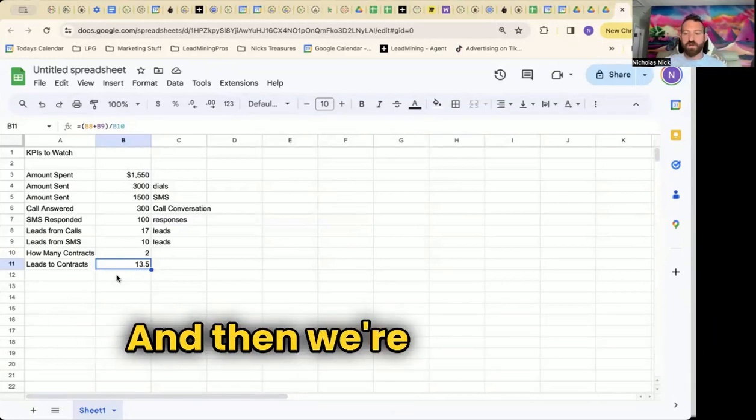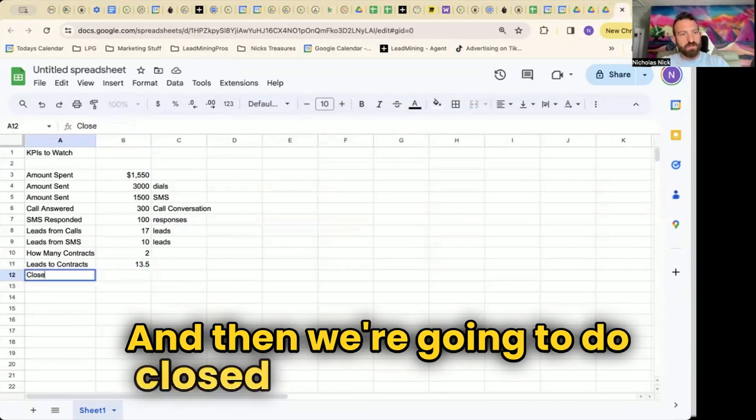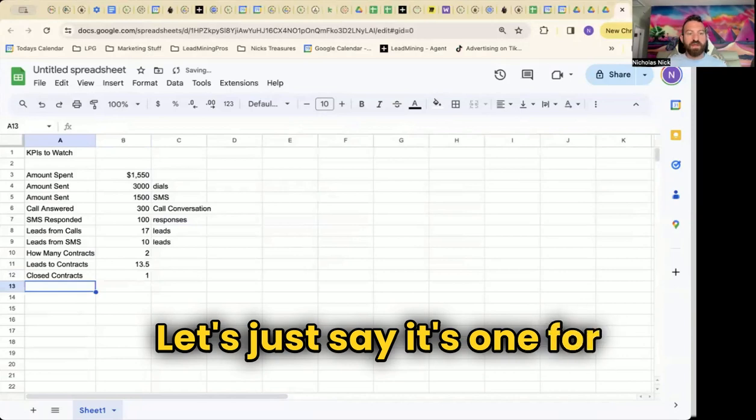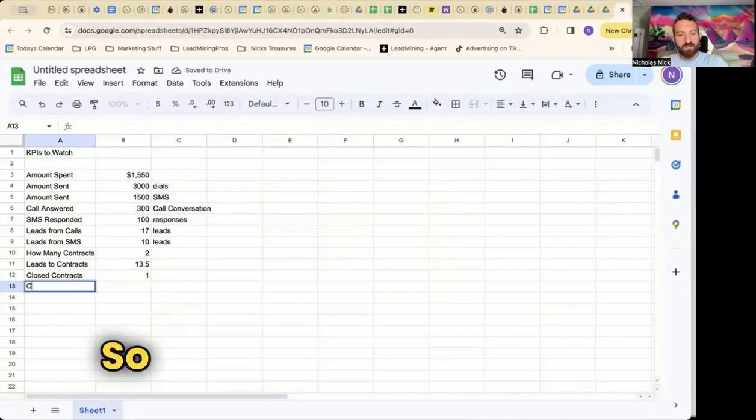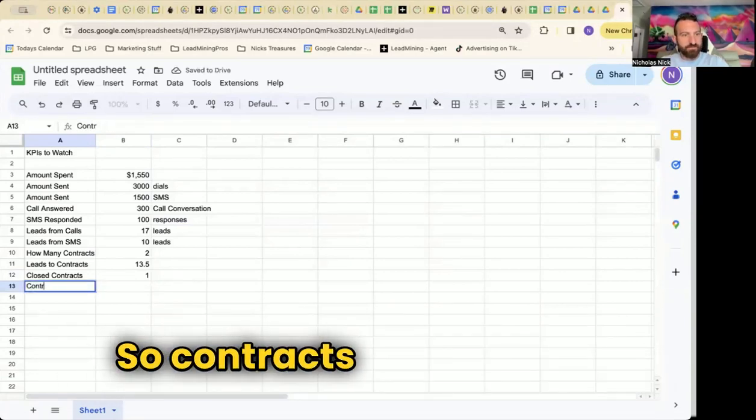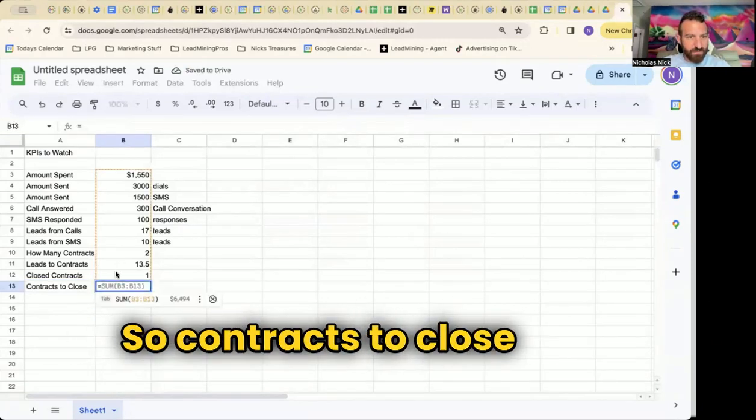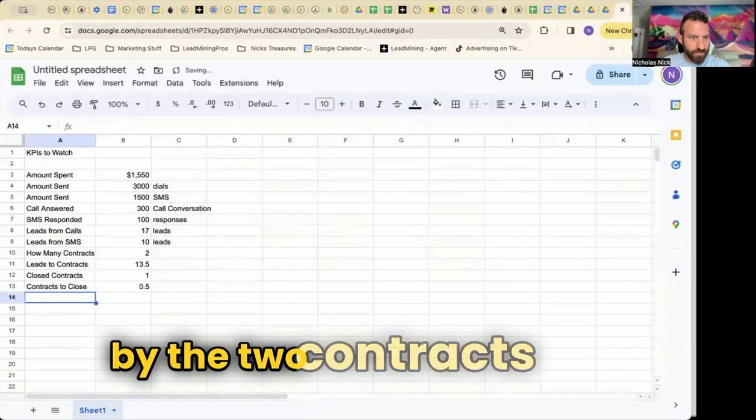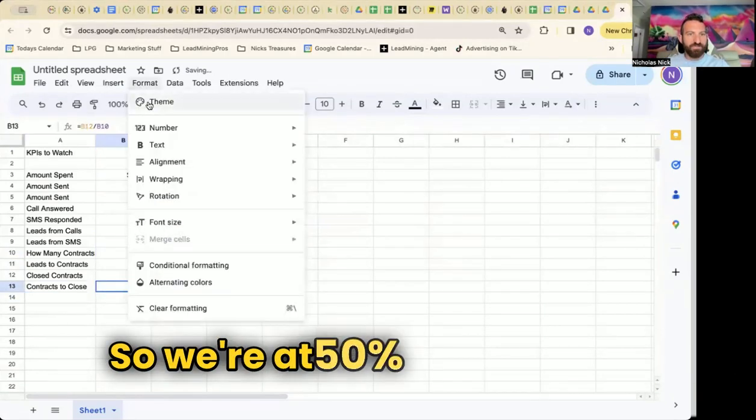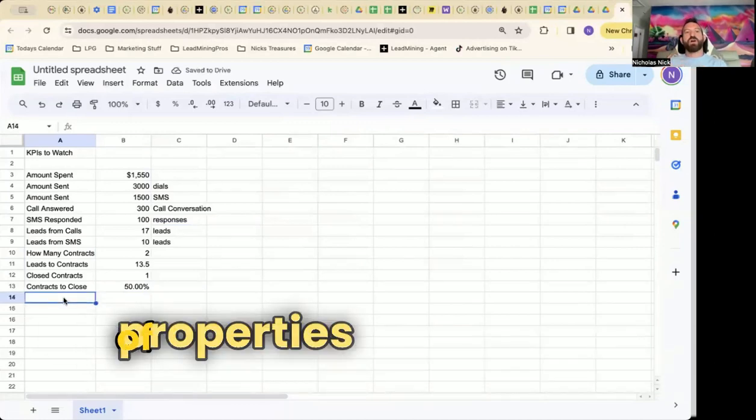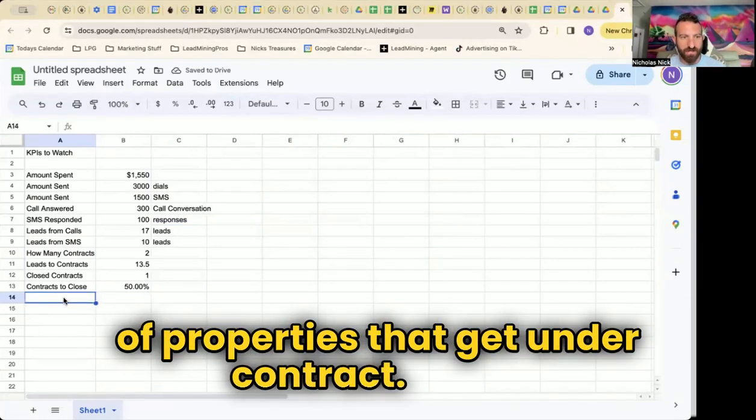And then we're going to do closed contracts. Let's just say it's 1, for mathematics' sake. So contracts to close is 1 divided by the 2 contracts we got. So we're at a 50% closing ratio of properties that get under contract.